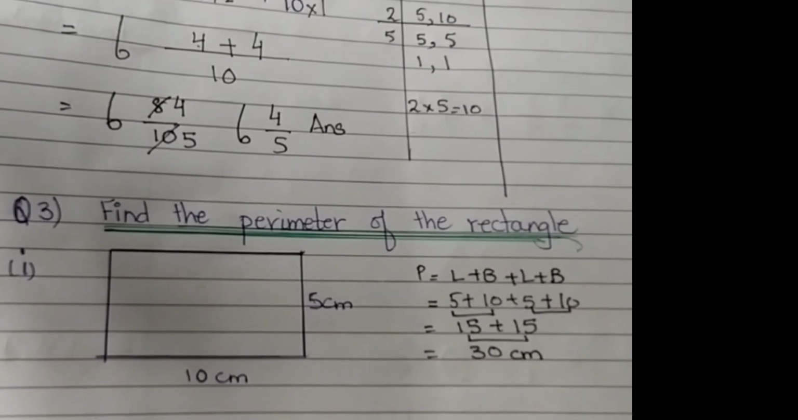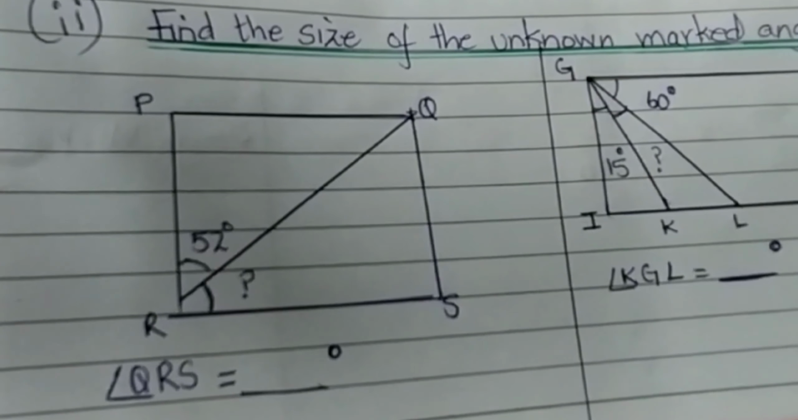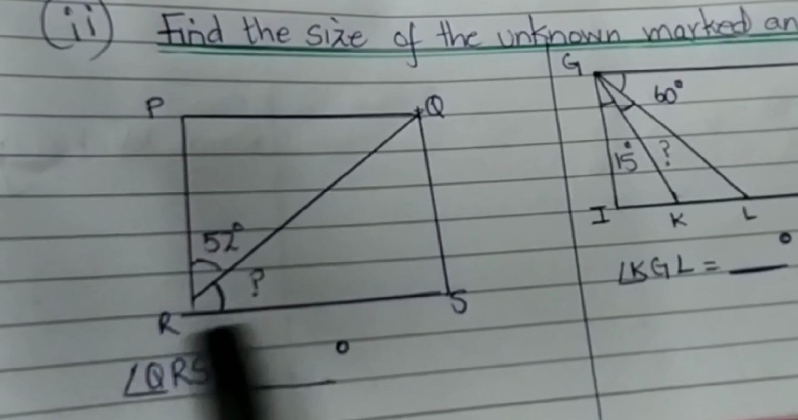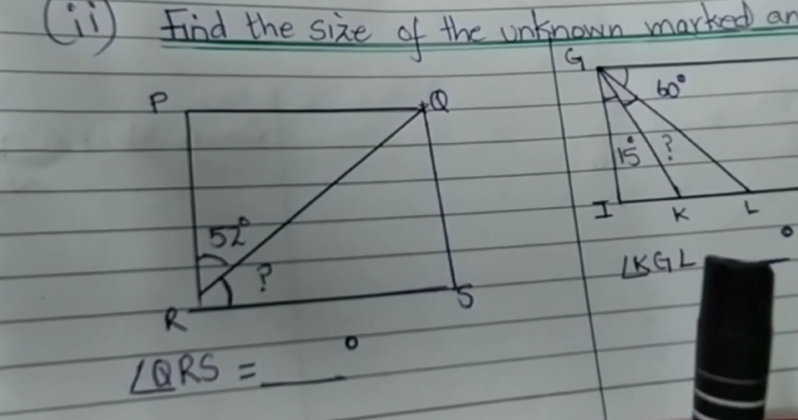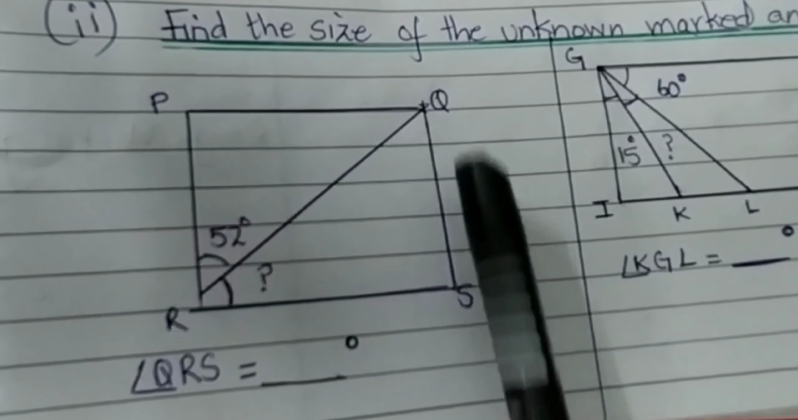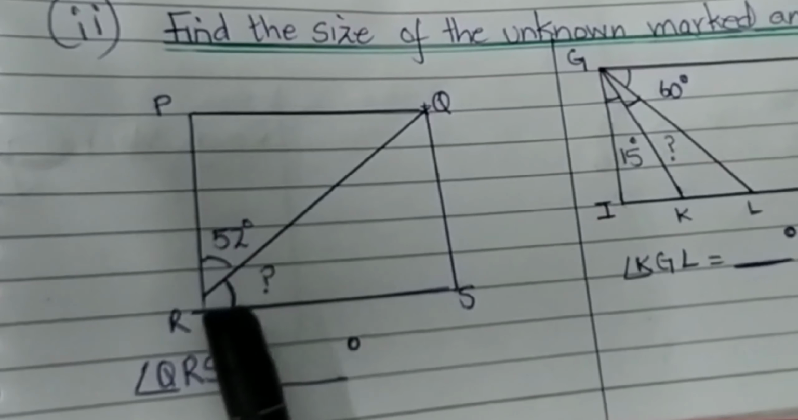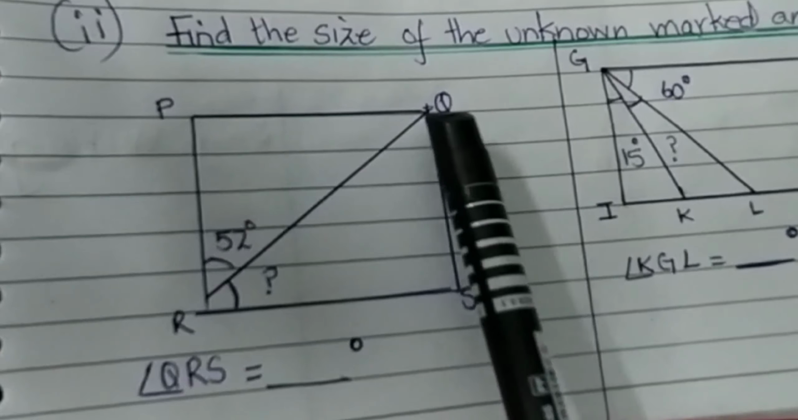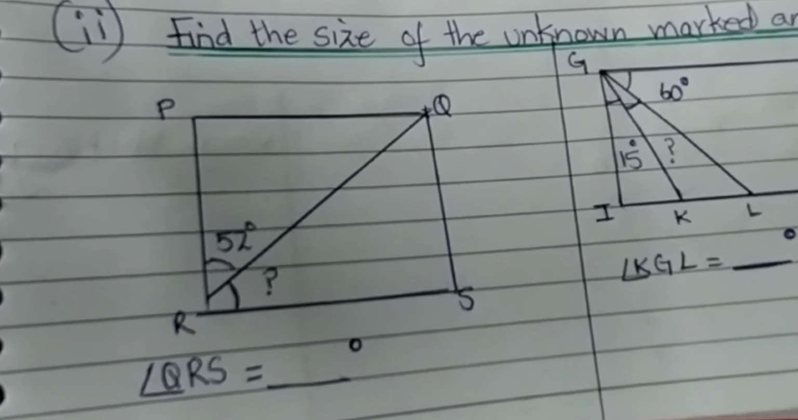All right, moving on to the second part of question number 3. My dear students, we have got to find out the size of the unknown marked angles. You can see a square here, and we also have a rectangle here. But do you know that a rectangle or a square always has 4 corners, and they are right angles. A right angle is exactly 90 degrees. You have a right angle here, here, here, and also here. All 4 corners are right angles.